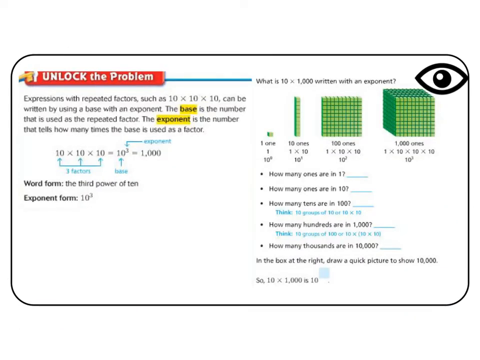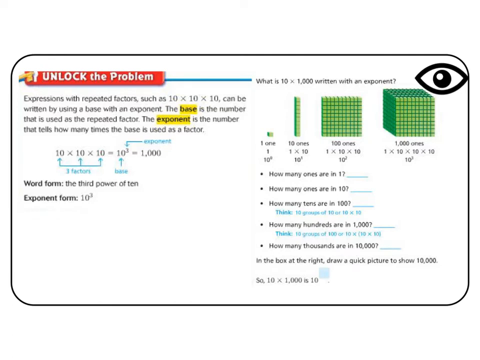Exponents are a really neat thing. They're a way to show multiplying by powers of 10, so multiplying by 10, 100, and 1000, all in one number called an exponent. Let's go ahead and start with the unlock the problem. Remember that you are just watching this part of the lesson. You don't need to write anything down.